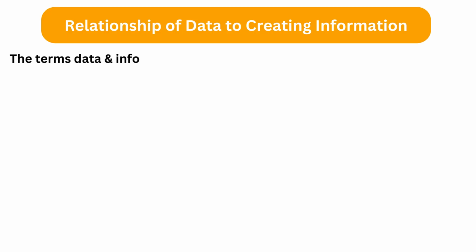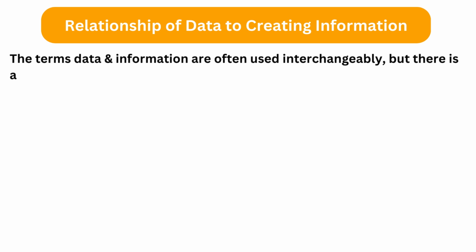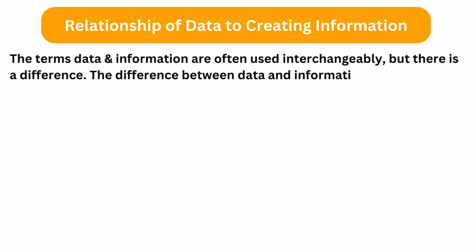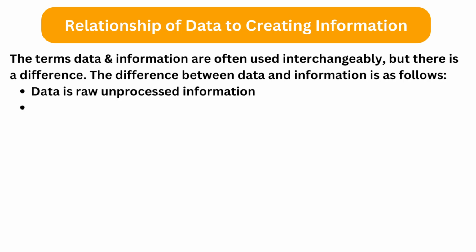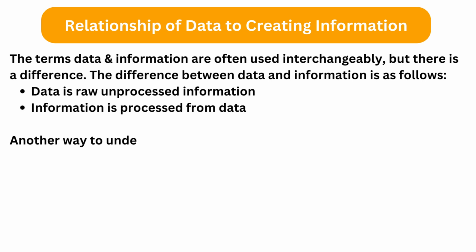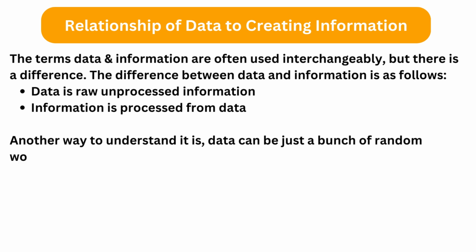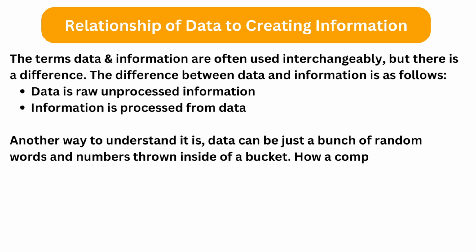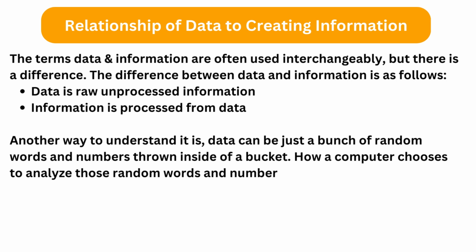Relationship of data to creating information. The terms data and information are often used interchangeably, but there is a difference. The difference between data and information is as follows. Data is raw unprocessed information. Information is processed from data. Another way to understand it is, data can be just a bunch of random words and numbers thrown inside of a bucket. How a computer chooses to analyze those random words and numbers becomes information.